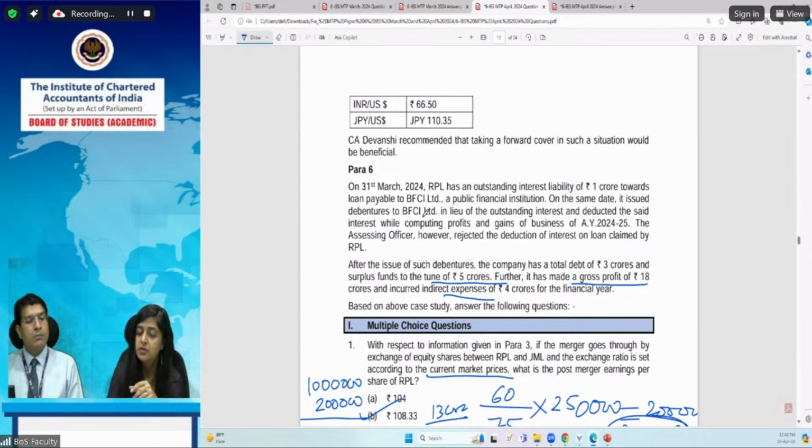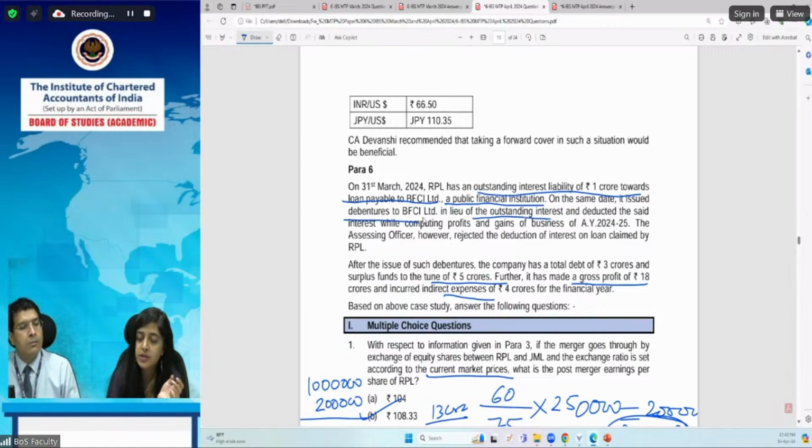It means there is an outstanding interest liability of 1 crore towards a loan payable to BFCL, a public financial institution. On the same date, the RPL had issued debentures to BFCL in lieu of the outstanding interest and deducted the said interest while computing PGBP income. What did the AO do? The AO rejected the deduction of interest on loan claimed by the RPL. So, what is the requirement of the question? Whatever the AO did by rejecting the deduction, whether the AO has done right or not, this is the requirement of the question.